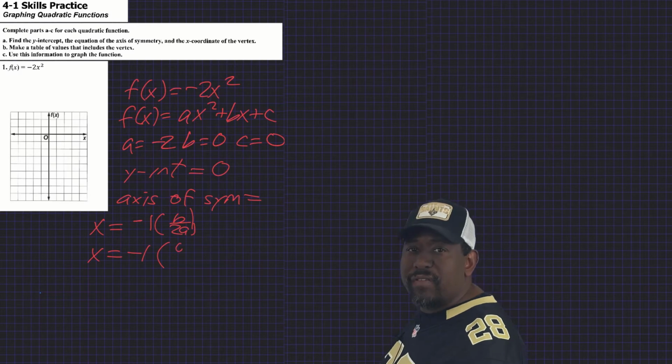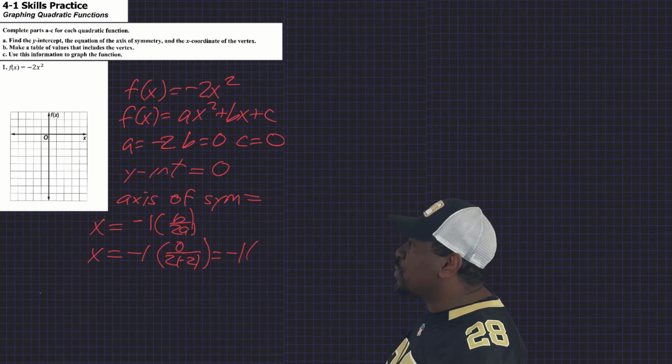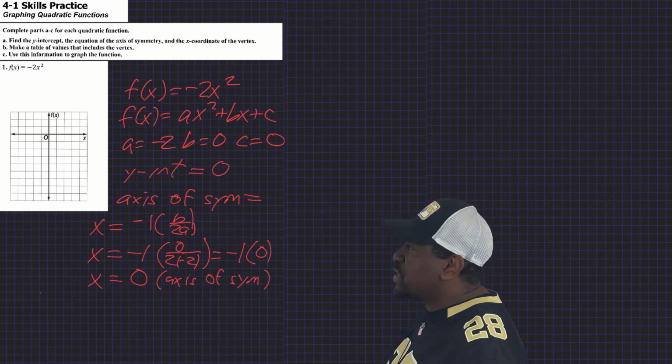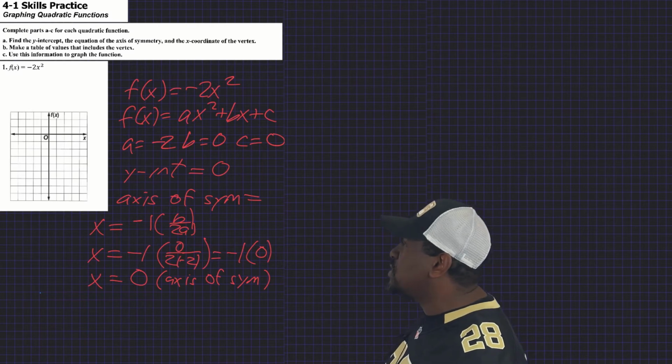And so we will have negative 1 times 0 in the numerator, and 2 times negative 2 in the denominator. So doing order of operations, 2 times negative 2 is negative 4, 0 divided by negative 4 is 0, and so x is equal, because negative 1 times 0 is 0, anything times 0 is 0. The axis of symmetry will be x equals 0.